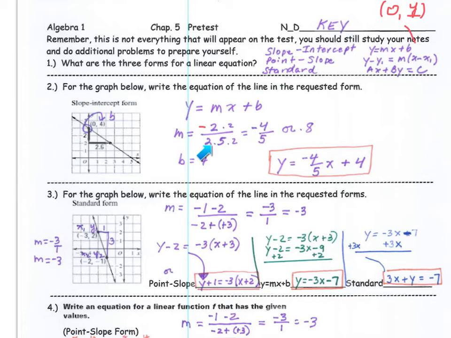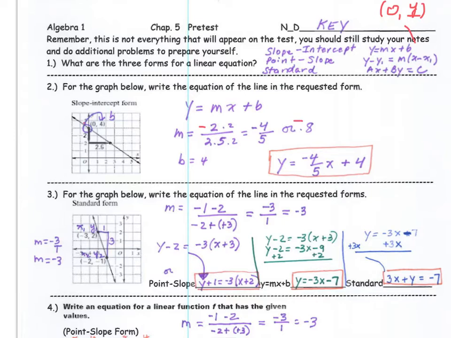So to take care of that, if we multiply the top and bottom by 2, we could multiply by 10 or any number that would get rid of this decimal. I picked 2 because that keeps the number small. 2.5 times 2 is 5, and negative 2 times 2 is negative 4. So the slope here would be negative 4/5 or negative 0.8 if you were writing that as a decimal.